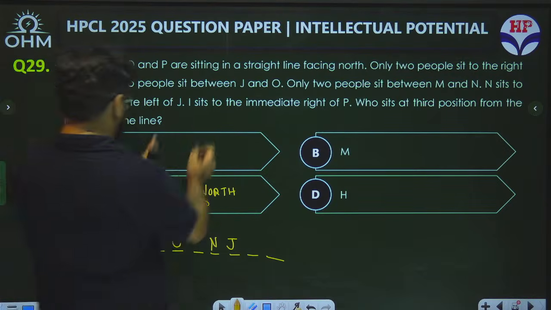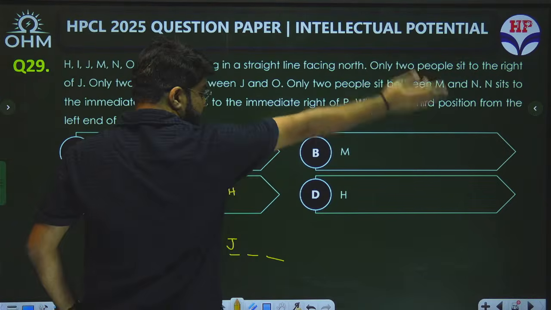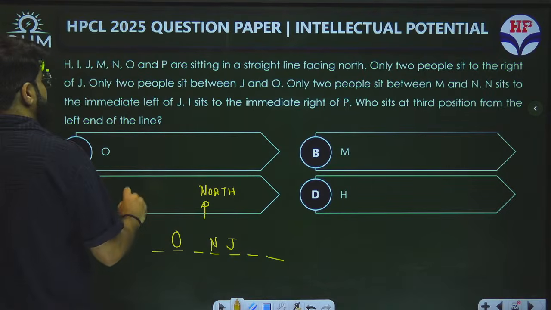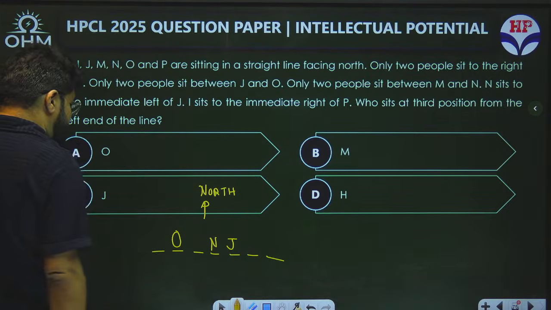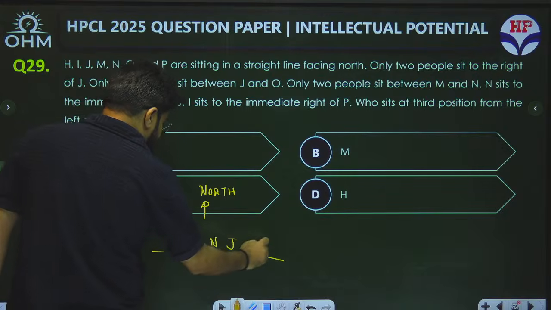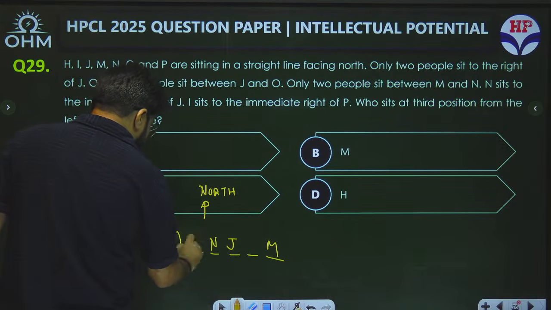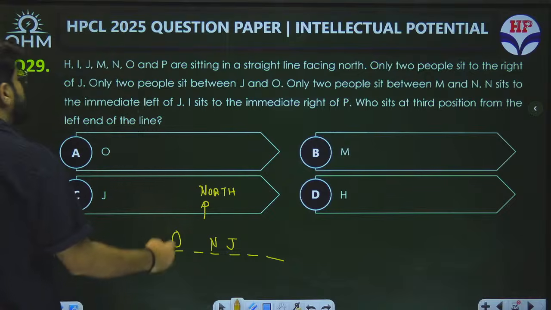Because they are facing north, this is the left side, this is the right side. Okay, N is immediate left of J. Now only 2 people between M and N. So again there are 2 possibilities. M can be here also, M can be here also. 2 people are there. So I'm not again sure. Let's go to the next statement.